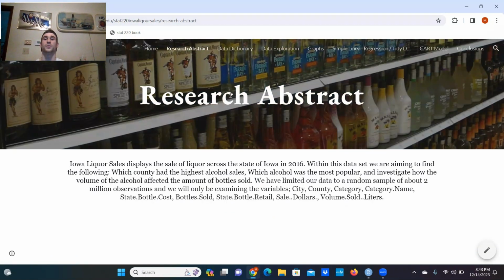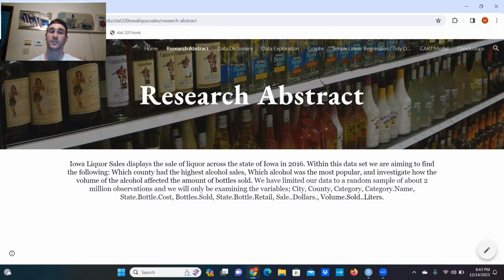Iowa liquor sales displays the sale of liquor across the state of Iowa in 2016. Within this data set, we are aiming to find the following. Which county had the highest alcohol sales? Which alcohol was the most popular? And investigate how the volume of alcohol affected the amount of bottles sold.